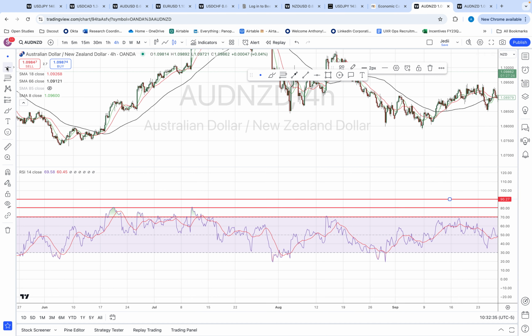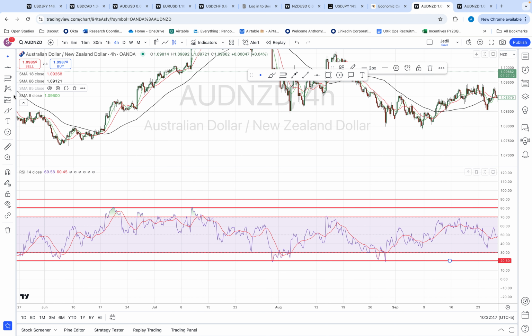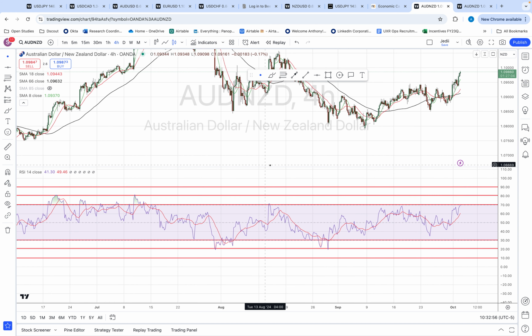And then on the bottom, you're going to do 30, 20. It doesn't have to be perfect, just right in that area. And then 10. Okay, so once you have the RSI set like that, using it is extremely easy.